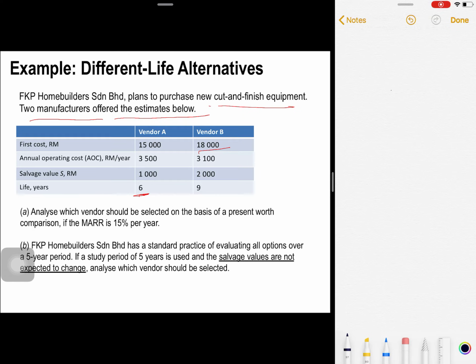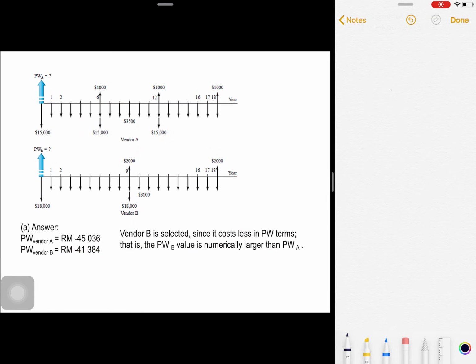Whilst the first cost for vendor B is $80,000, yearly operating cost is $3,100, the salvage value is $2,000, and n equals 9. A: analyze which vendor should be selected on the basis of present worth comparison if the MARR is 15% per year. B: FKP Home Builders has a standard practice of evaluating all options over a 5-year period. If a study period of 5 years is used and salvage values are not expected to change, analyze which vendor should be selected.